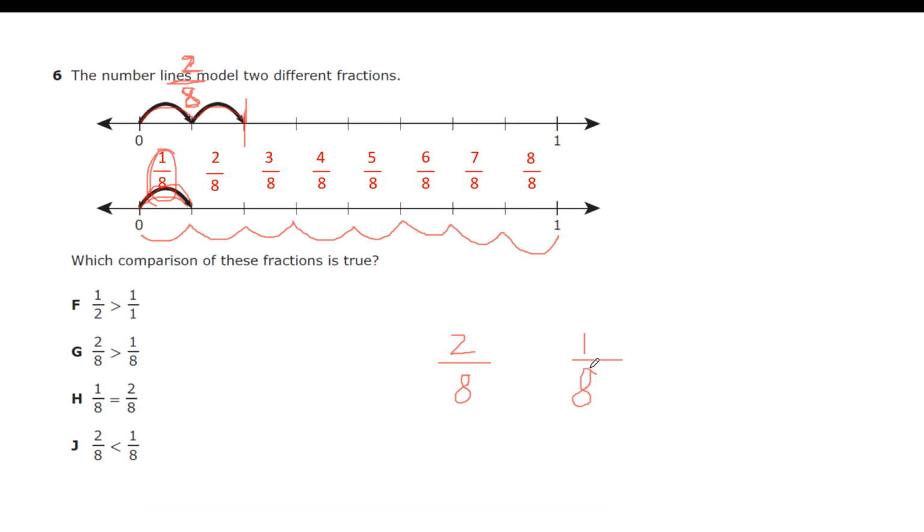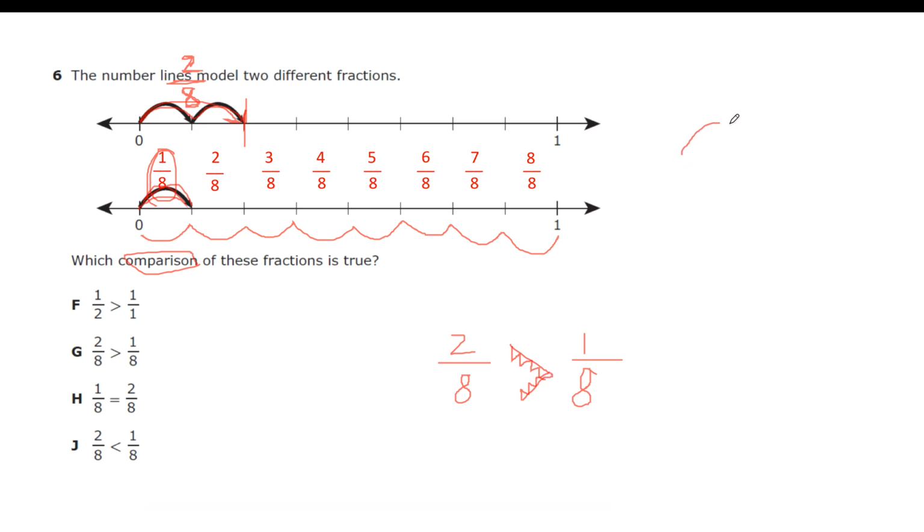Now I need to compare these two fractions. Okay, so if I have 2/8 and 1/8, I have this drawn right here in front of me. I see that 2/8 is further away from 0 than 1/8 is. Therefore, I know that 2/8 is greater than 1/8. And we can remember because the crocodile or the alligator is always going to eat the larger number.